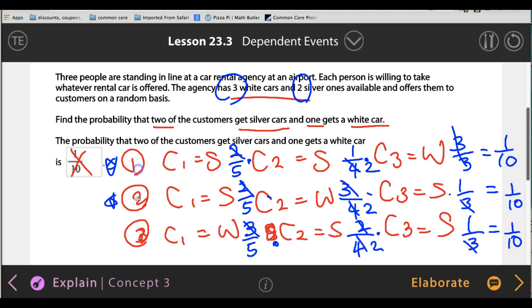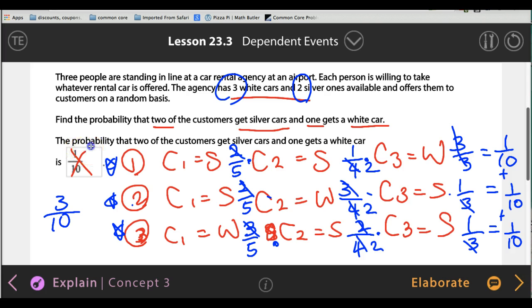So it could be this one or that one, right? And you don't know how the order is going to be. So you're going to add all of them together. And guess what happens? We have the same denominator, so that's going to be 10 at the bottom. And then 1 plus 1 plus 1 is 3. So your answer is 3 over 10.